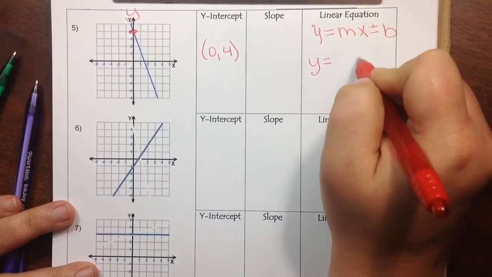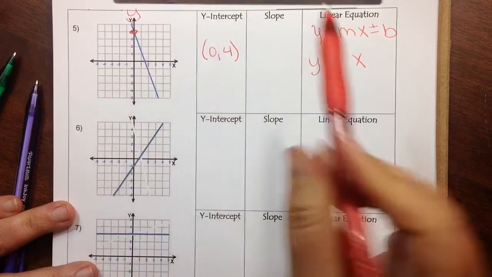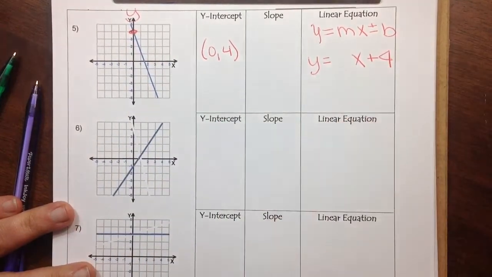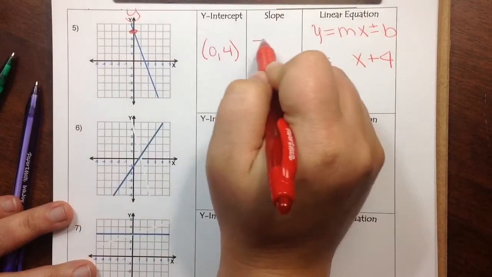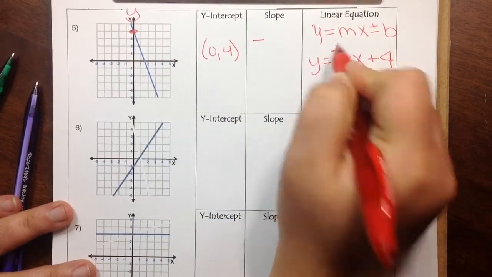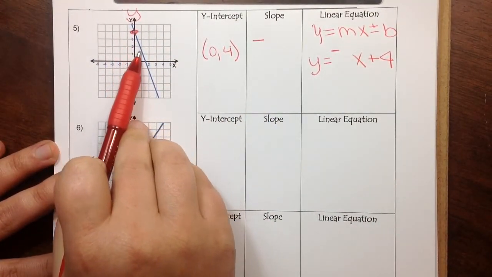Y stays, equal stays, x stays. I know that the ball is on the 4-yard line, so I'm just going to write positive 4. I'm going to trace my line. The line's going down, thus making it a negative slope. And I can check. We're going to follow the line until it hits an intersection.